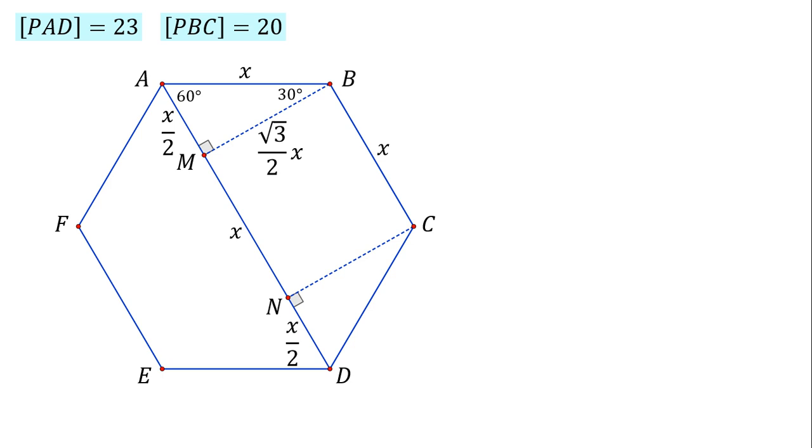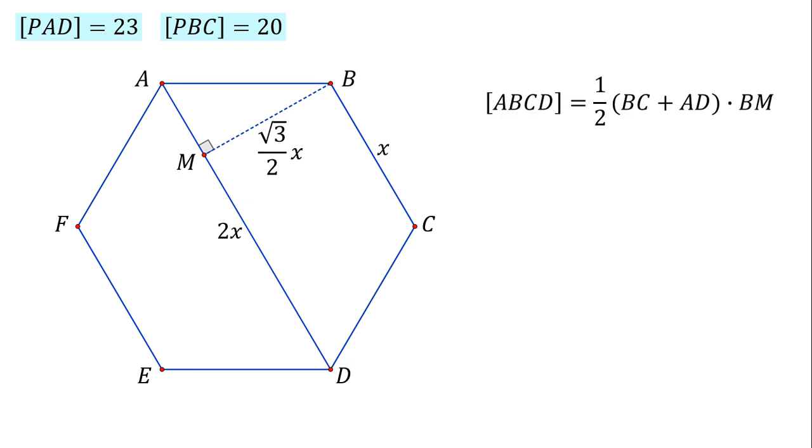Now, notice that AD is just the sum of X over 2, X, and X over 2. So AD is just 2X. Now we can come up with an expression for the area of trapezoid ABCD. Using the formula for the area of the trapezoid, the area of ABCD is equal to 1/2 times quantity BC plus AD times BM.